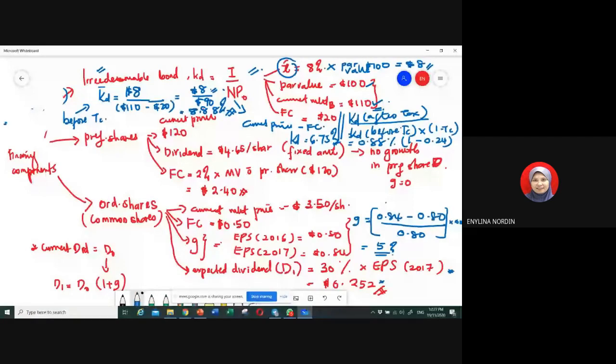Okay, next one. We go to the next question. Calculate the new preferred stock's cost. Okay, this is the information that we have gathered for the preference shares. So what is the formula? Preference shares again. Okay, I go to the other page now.